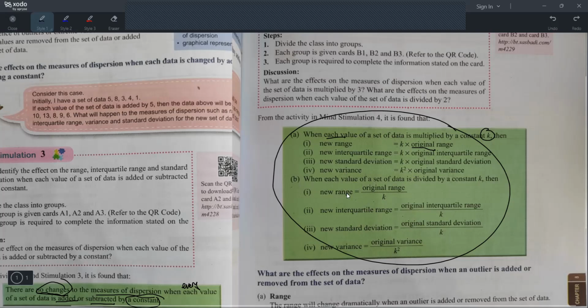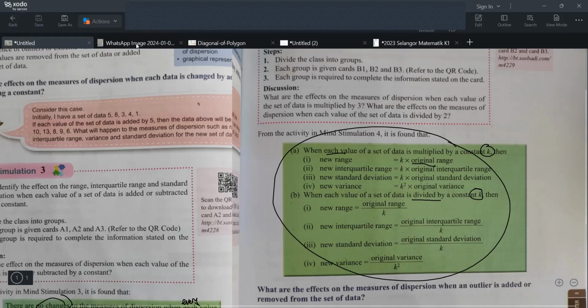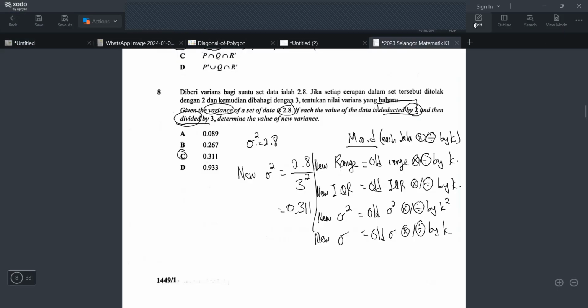Okay, but what if it's divide? Divide is the same thing. When each value of a set of data is divided by K, you also divide the range by K. Same with the interquartile range, also divide by K, and the standard deviation divide by K. But for variance, you have to divide by K square, because variance is just like that. Alright, so are these notes the same as what I wrote just now? It's the same, right? It's the same, okay?